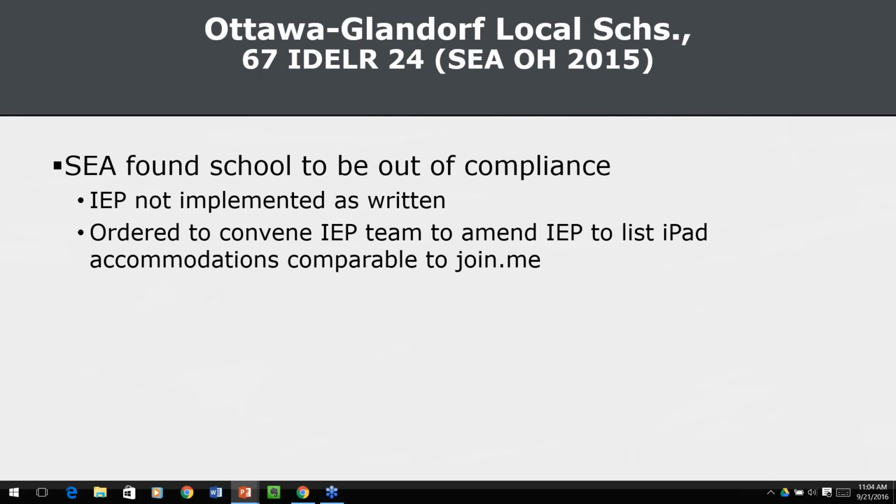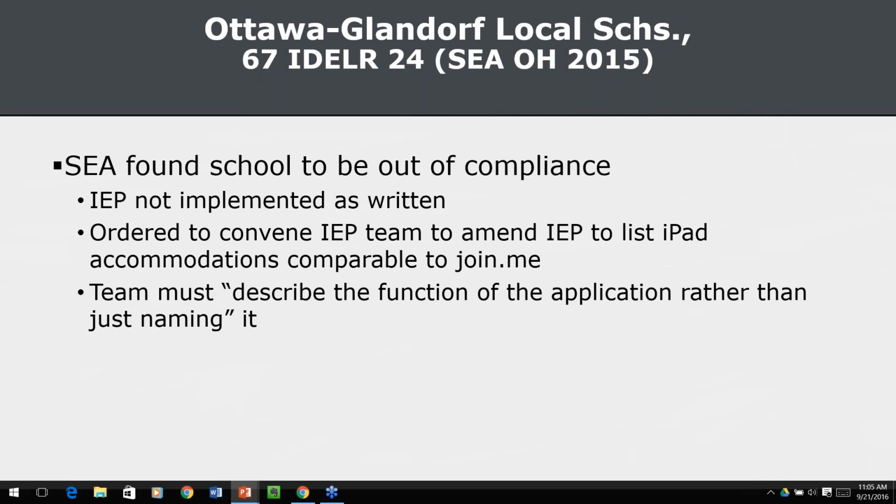So just like the other one where we were talking about iPad versus tablet, I don't want you to ever list a specific program or app that the kid is going to use. I want you to say the functions that the app will serve. So a student will be allowed to use an application to access and mirror what's happening on the smartboard (for example, Join Me), right? So that we aren't committing ourselves to a particular product.